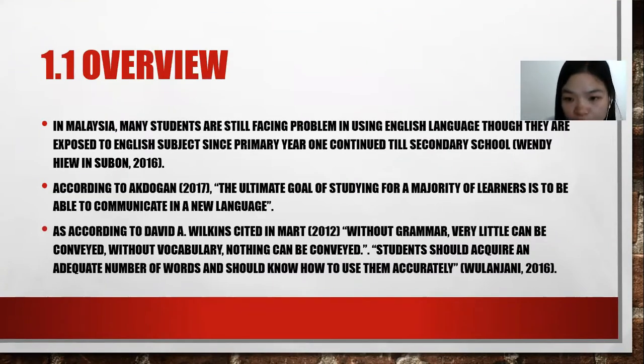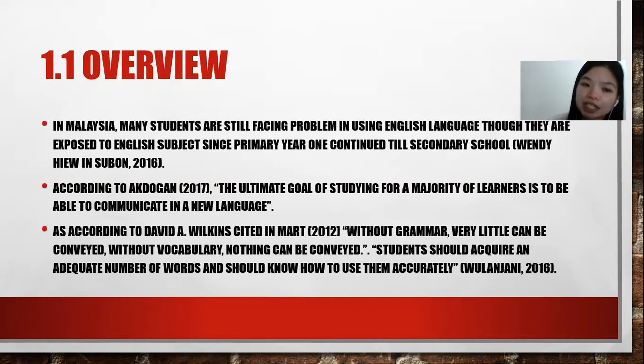According to Wendy, as cited in Sorbonne 2016, in Malaysia there are still many students who face problems in using English to communicate with other people, even though they have received their English education from primary year 1 continuing until secondary school. And according to Erdogan 2017, the ultimate goal of studying for a majority of learners is to be able to communicate in a new language.